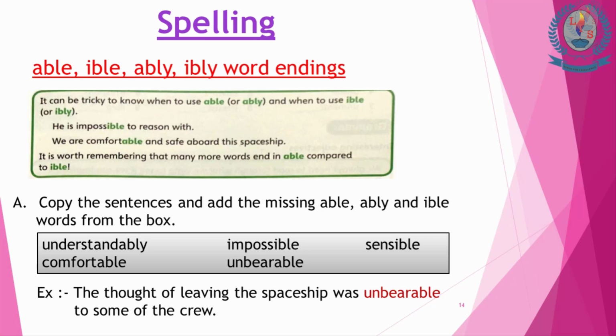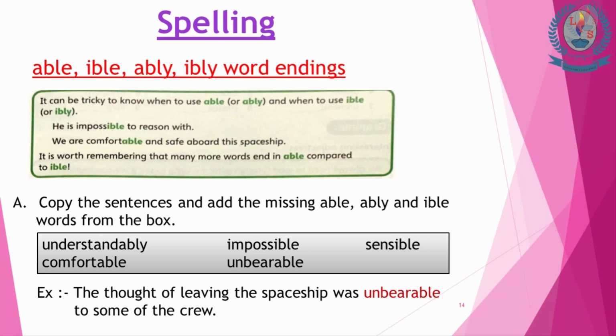Spelling: able, ible, ably and ibly word endings. It can be tricky to know when to use able or ably and when to use ible or ibly word endings. Look at these 2 examples.